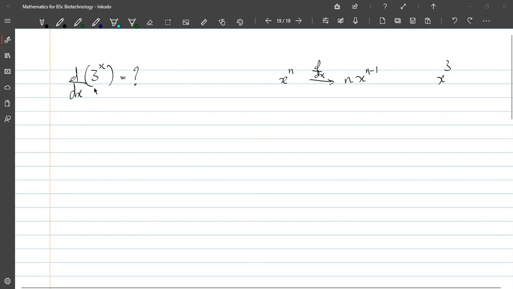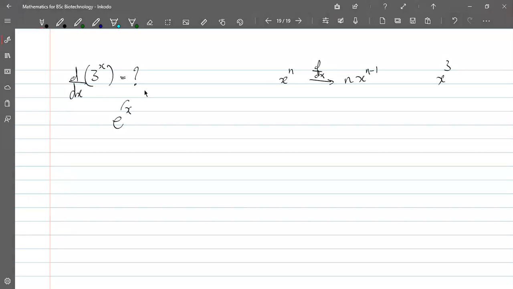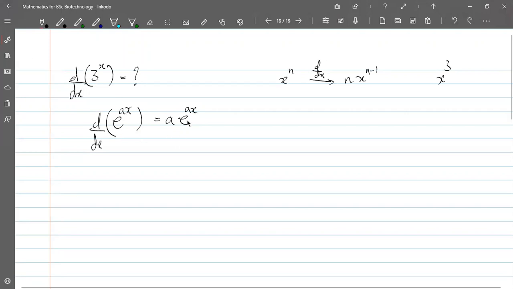So this is similar to, if anything, e to the power x, right? Because there also you have x in the exponent, not in the base. Only problem is this is not e, this is a different constant. So we know that the derivative of e power x is e power x itself. But what if you had e to the power of ax? Then this would be a e to the power of ax. So even this can be differentiated.